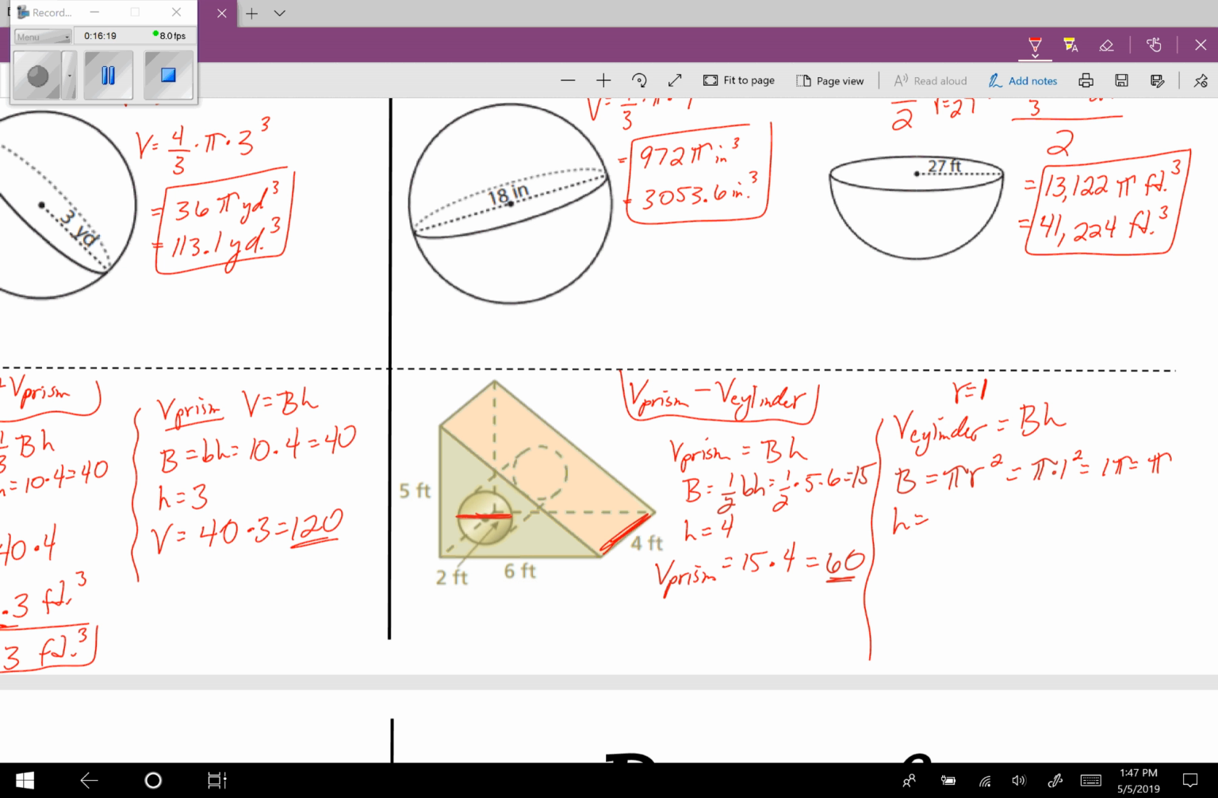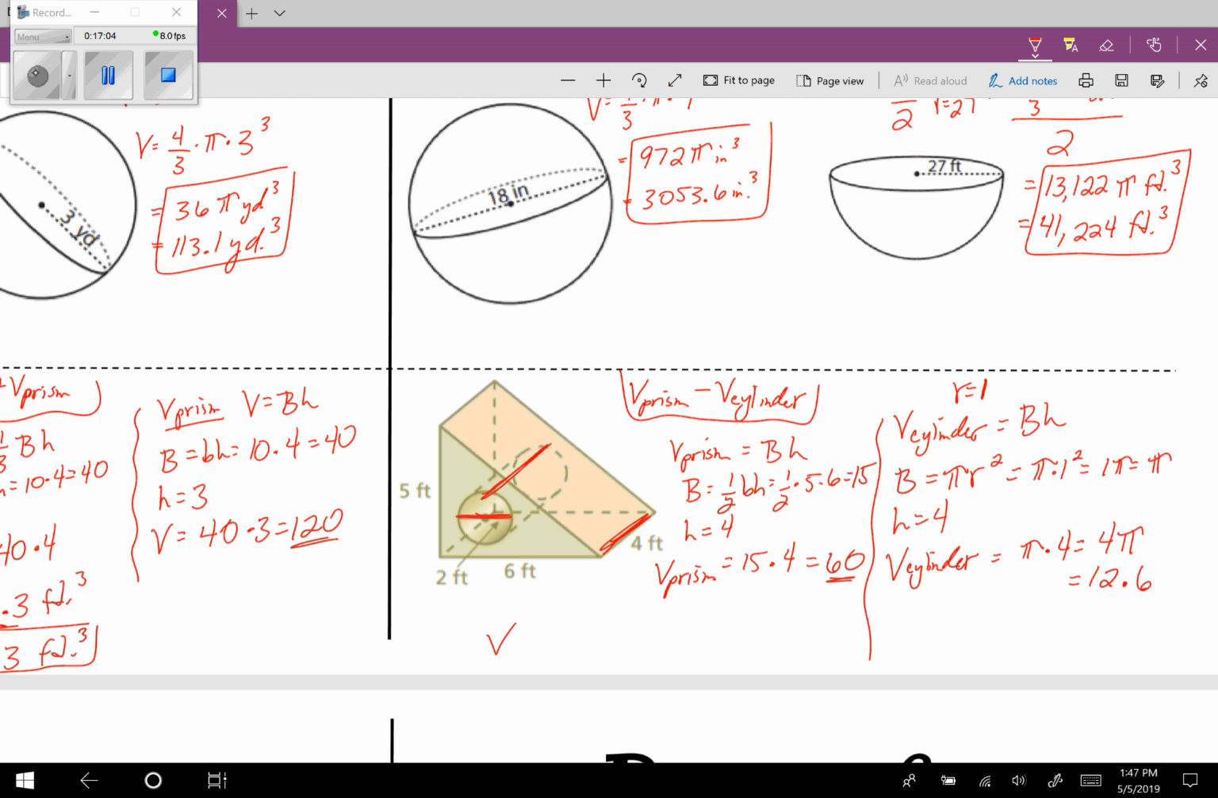Now the height of the cylinder, how far is it from circle to circle? Well, it's the same distance across as the prism. It's 4. So the volume of our cylinder is area of the base, pi, times the height, 4. So 4 pi. Since we're probably not going to have our answer in terms of pi, we're going to do 4 times pi in the calculator, and you'll get 12.56. Since this is the only other number with a decimal in it, you can round it now. So it'll round to 12.6.